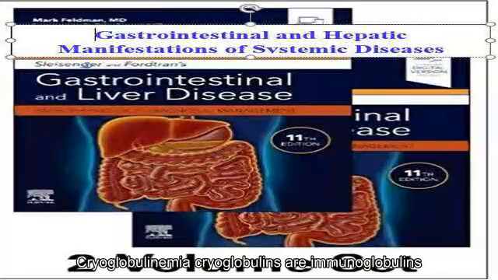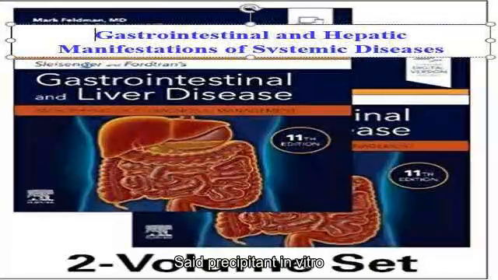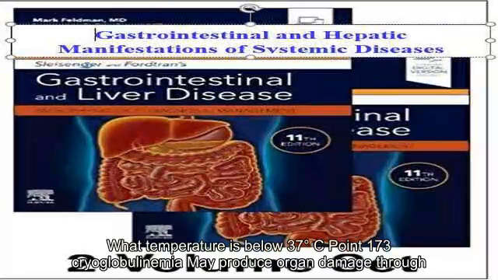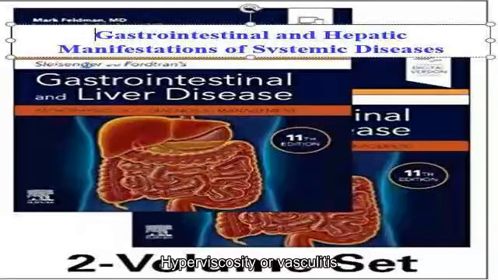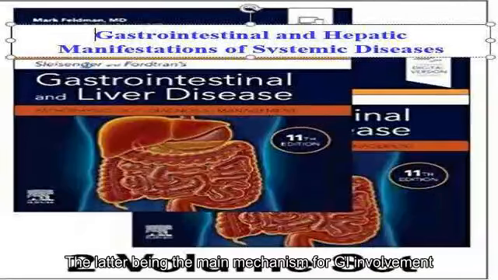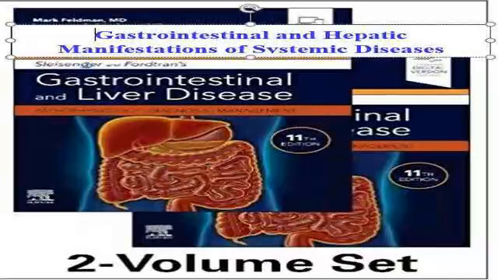Cryoglobulinemia. Cryoglobulins are immunoglobulins that precipitate in vitro at temperatures below 37 degrees C. Cryoglobulinemia may produce organ damage through hyperviscosity or vasculitis, the latter being the main mechanism for GI involvement.